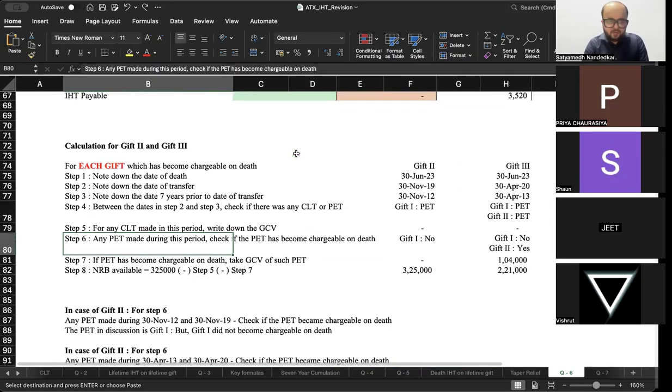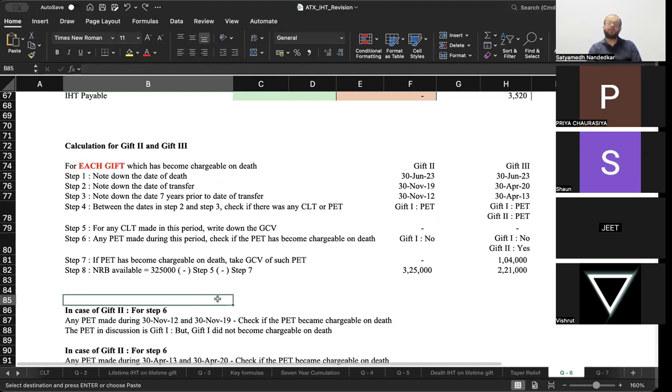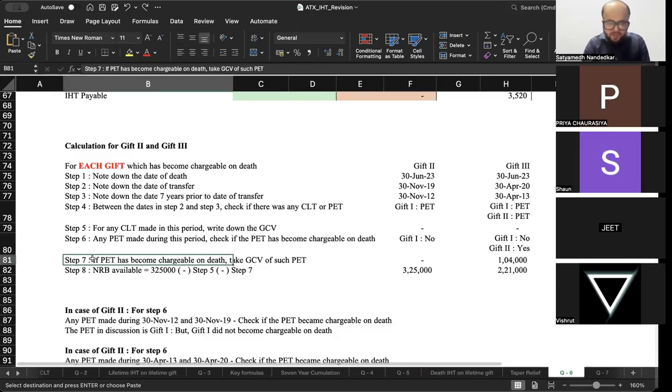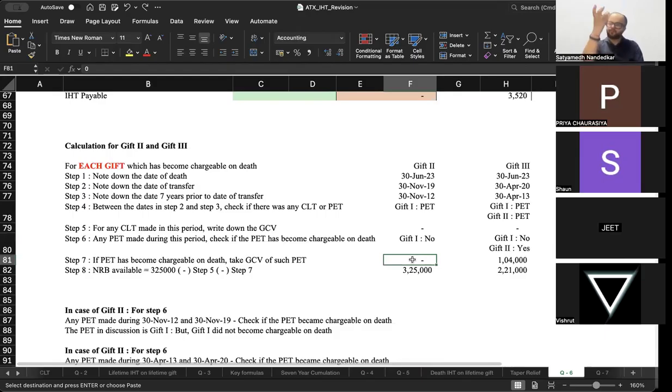What do you have to take? Any PET made during this period, check if the PET has become chargeable on death. The answer is no. So, if a PET has become chargeable on death, take the GCV of such PET. Nothing. So NRB available is 325 minus step 5 minus step 7. This calculation you have to do for each gift.